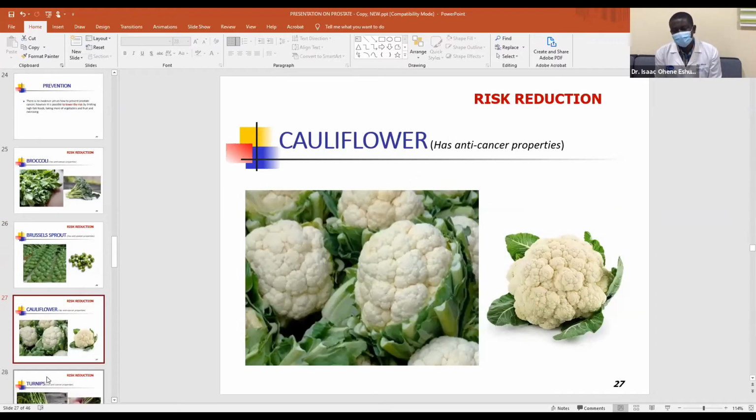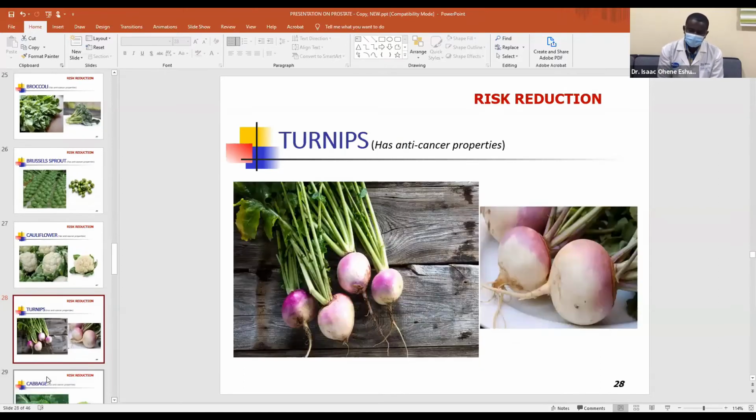And the third is cauliflower. Cauliflower also has been found to be very good for the prevention of prostate cancer or reducing the risk of developing prostate cancer. And it's only because of its anti-cancer properties. Now we have turnips. The same reason goes for turnips. So if you are a fan of turnip, then you are on the right path as far as prevention or reducing the risk is concerned.